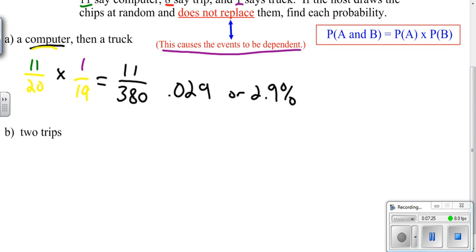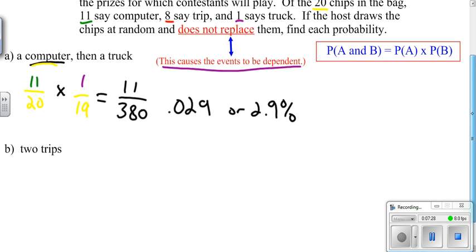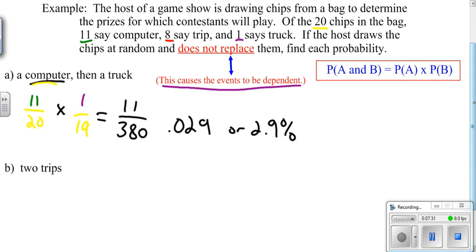Let's say we wanted 2 of them to say trip. So he draws 2 and they both say trip. Our first one that we draw, there are going to be 8 chances for it to say trip, because there are 8 chips that say trip on them, and there are 20 total. So it would be 8 out of 20. In our second draw out of the bag, there are now only 7 left that say trip, because we've already drawn one, remember? At least we were hoping to have already drawn one that says trip on it. And there are no longer 20, there are only 19 again.